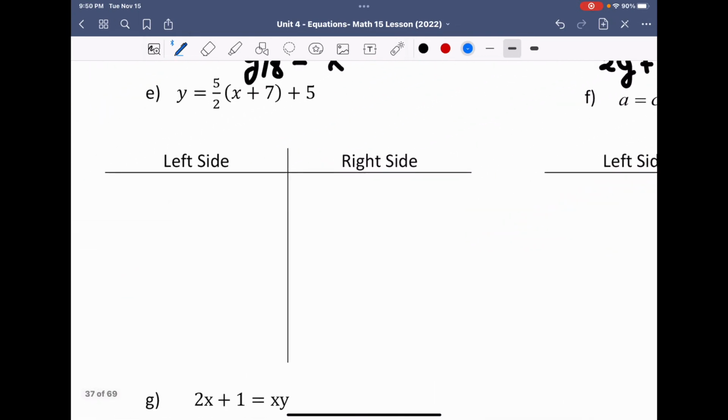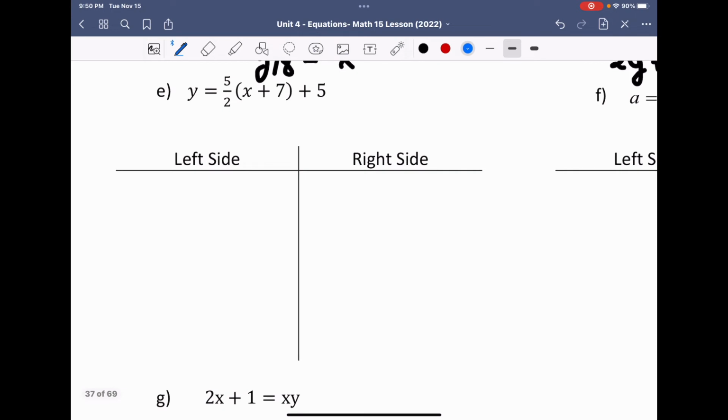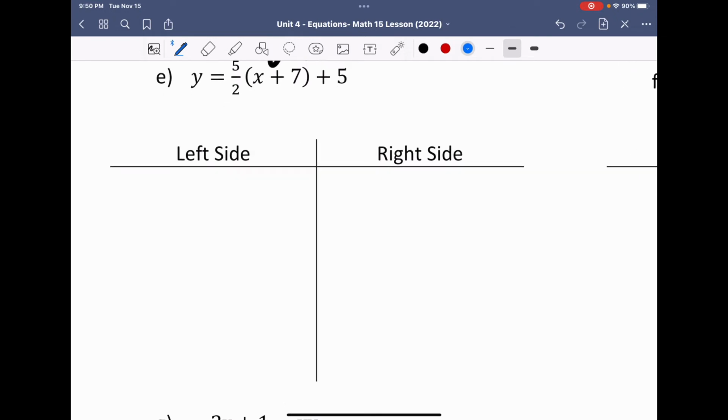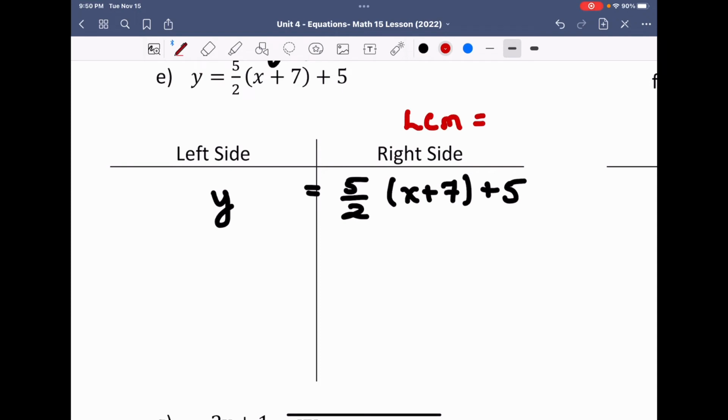All right, let's go to our next example. We have y equals 5 over 2, x plus 7 plus 5. What I'm going to do is actually use the LCM right away. So I know I said I was going to do that in the last problem, but here's how we can demonstrate it on this problem. If we have our original y is equal to 5 over 2, x plus 7 plus 5, well, we know our LCM is whatever's in the denominator, the only term, which is 2.